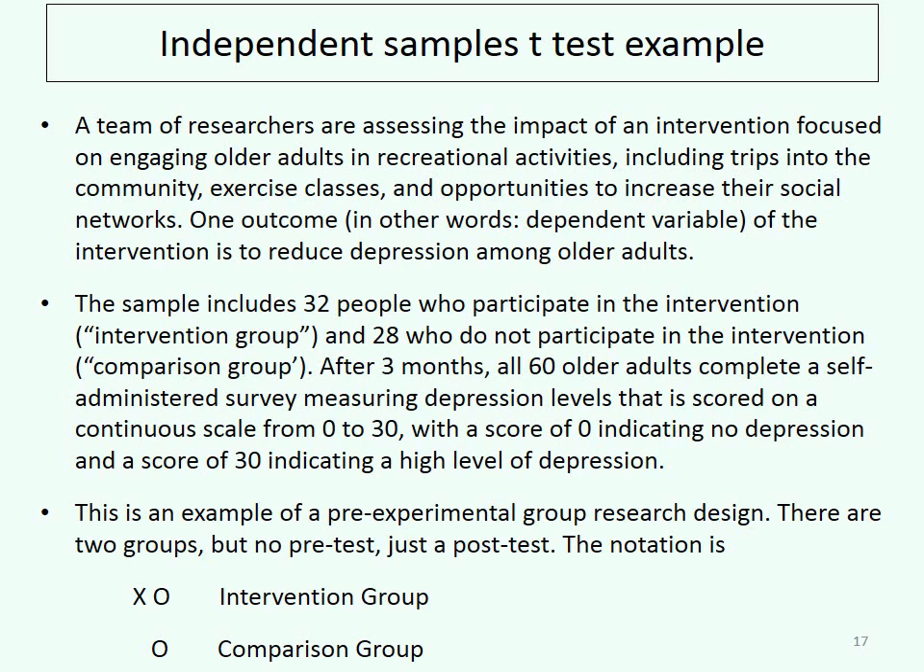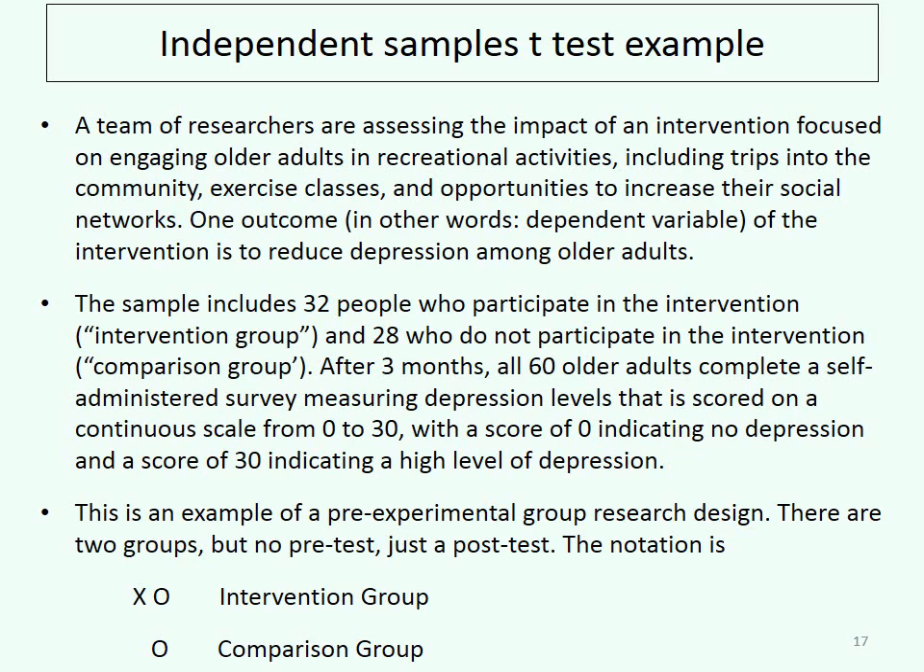First, we'll look at an example of the independent samples t-test. A team of researchers are assessing the impact of an intervention focused on engaging older adults in recreational activities, including trips into the community, exercise classes, and opportunities to increase their social networks. One outcome, or in other words, the dependent variable of the intervention, is to reduce depression among older adults.